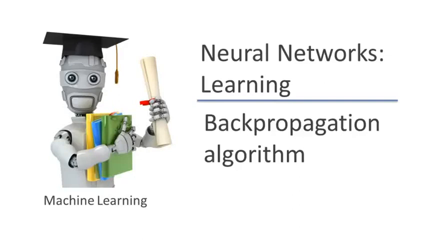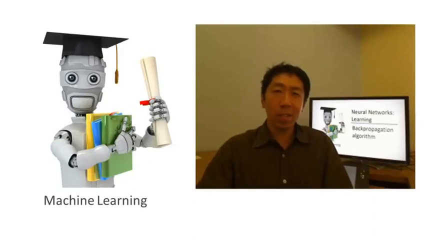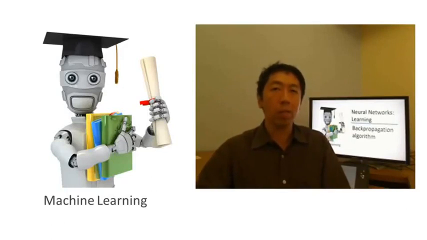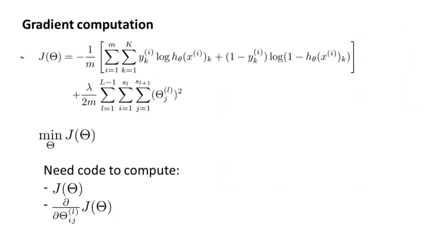In the previous video, we talked about a cost function for the neural network. In this video, let's start to talk about an algorithm for trying to minimize the cost function. In particular, we'll talk about the backpropagation algorithm. Here's the cost function that we wrote down in the previous video. What we'd like to do is try to find parameters theta to minimize J of theta.